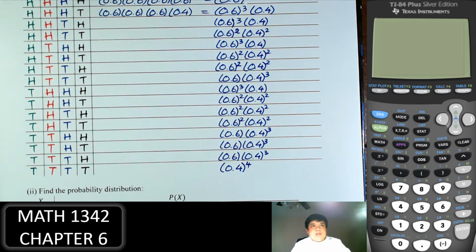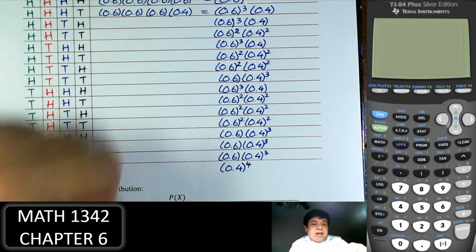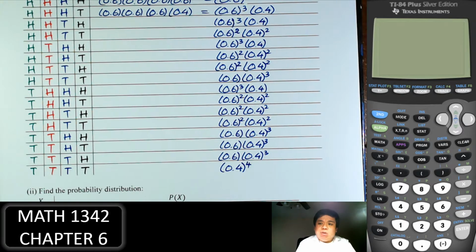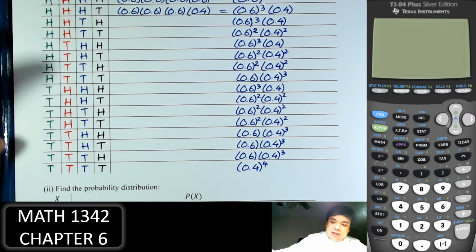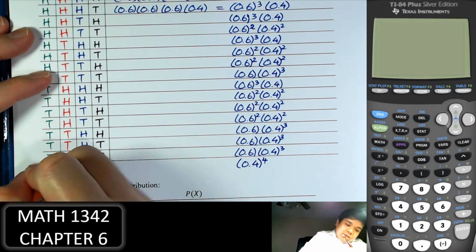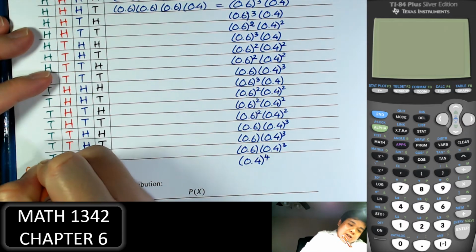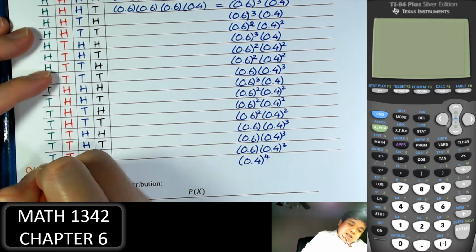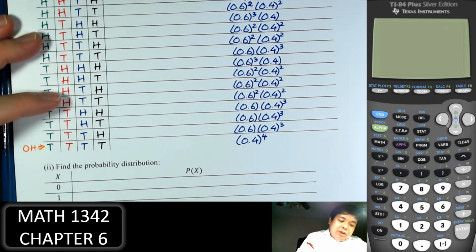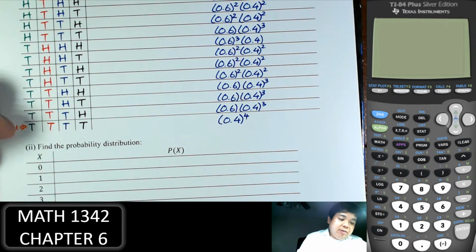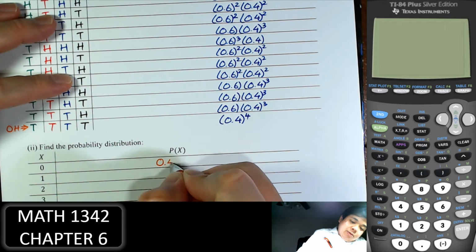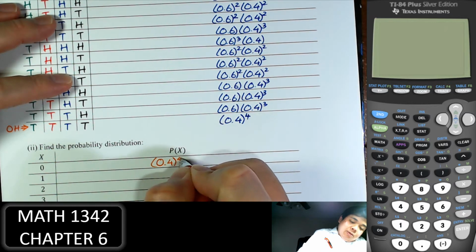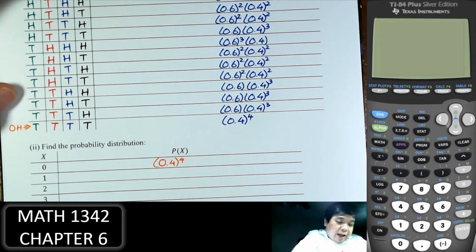Right, so it's easy, right? Just multiply the probability for each one, and that's what we have. Now let's count. How many do we have with 0 heads? Only this last case, just one case.